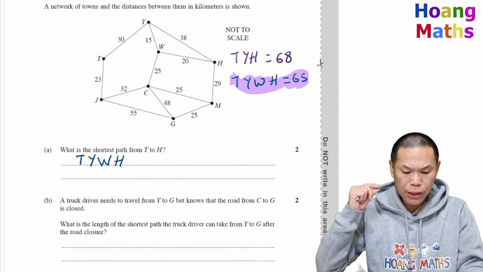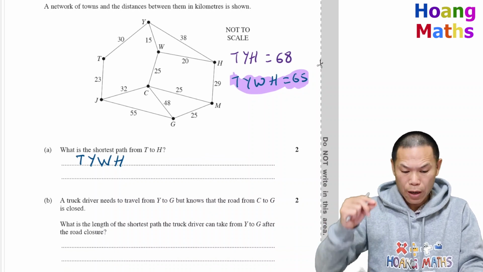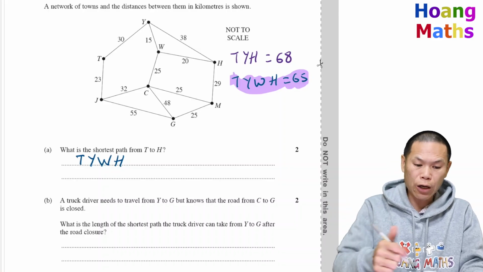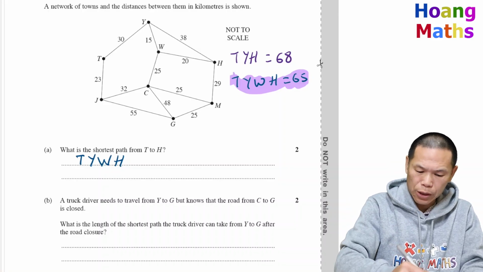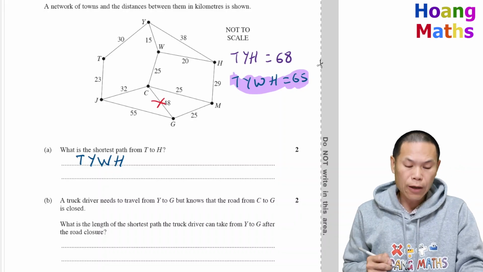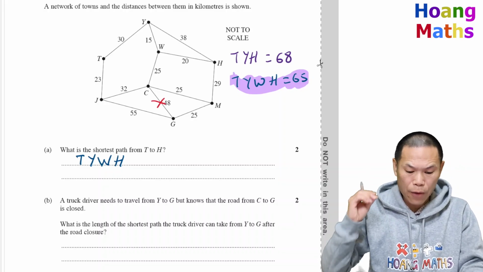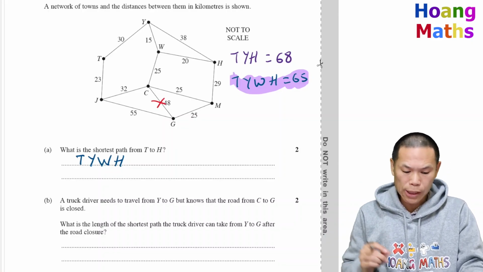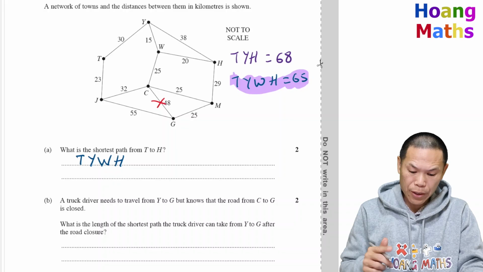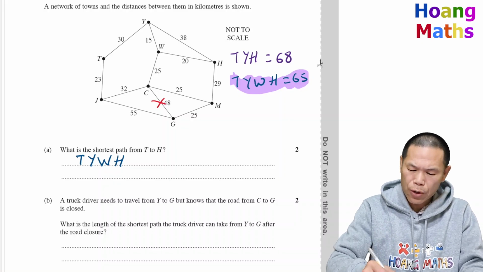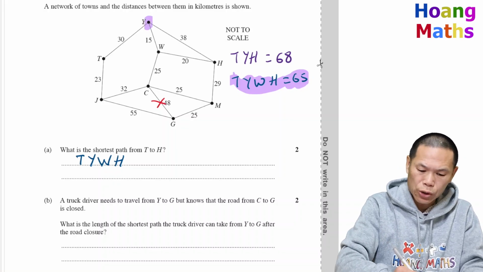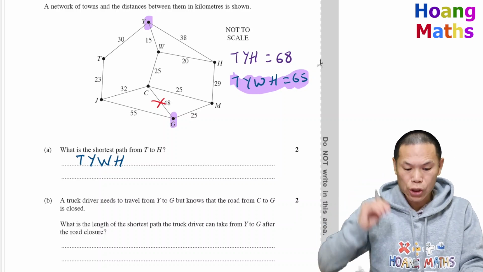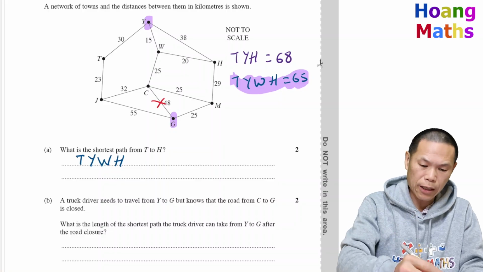A truck driver needs to travel from Y to G, but note that the road from C to G is closed. So that means from C to G no longer exists. What is the length of the shortest path the truck driver can take from Y to G after the road closes? So we need to go from Y to G without the road CG. So we need to find the shortest path as well.